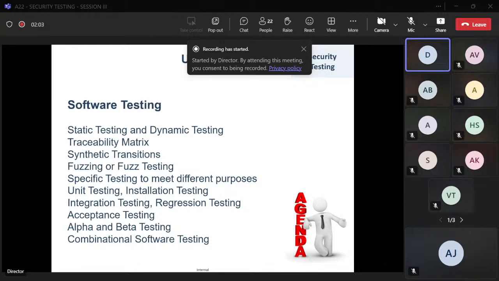These are the topics we are going to discuss today in software testing. We're going to discuss two types of testing: static testing and dynamic testing, and some of the tools and techniques which help to complete the software testing, a traceability matrix to know the relationships between various testing requirements, synthetic transitions, fuzzing, and different types of testing like unit testing, installation testing, integration testing, and also alpha and beta. These are the various topics we're going to discuss.